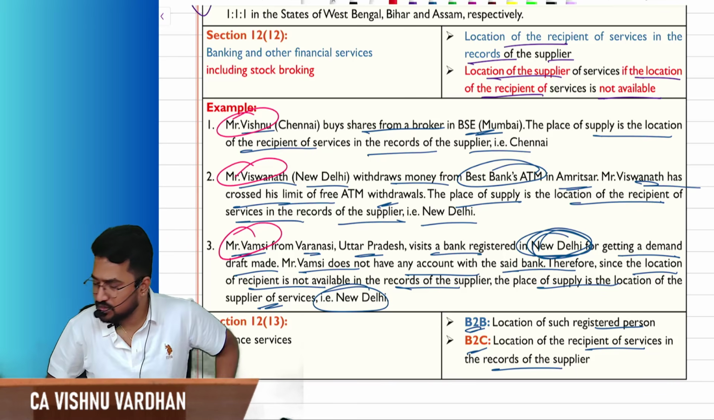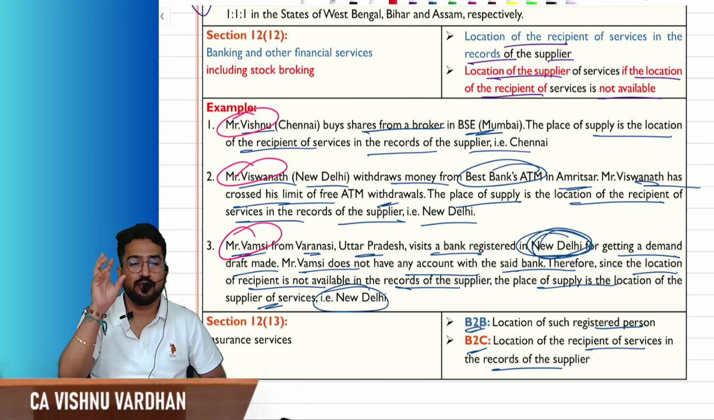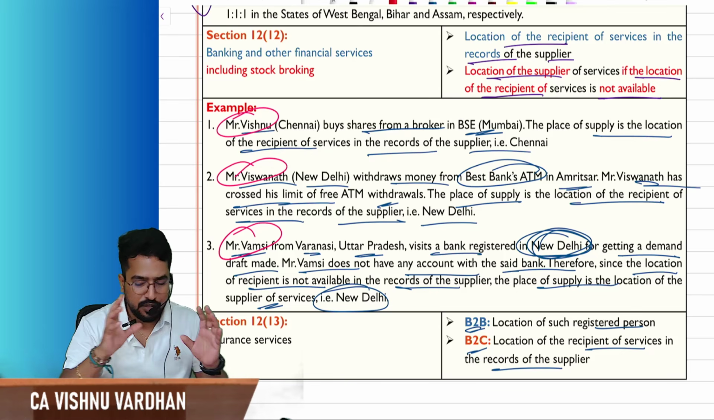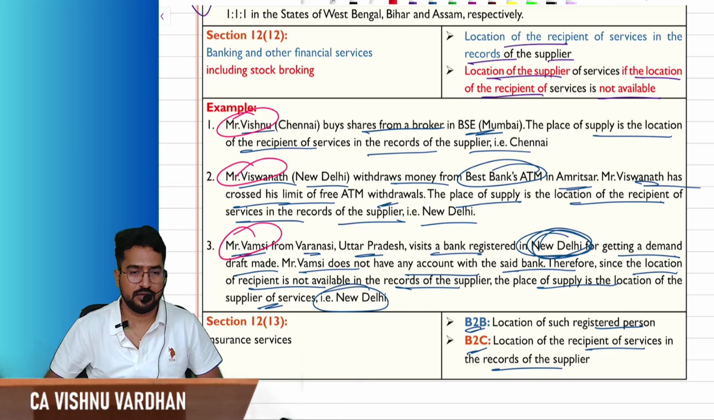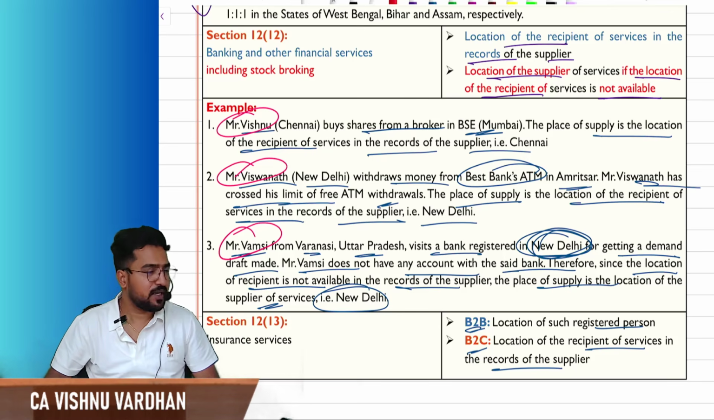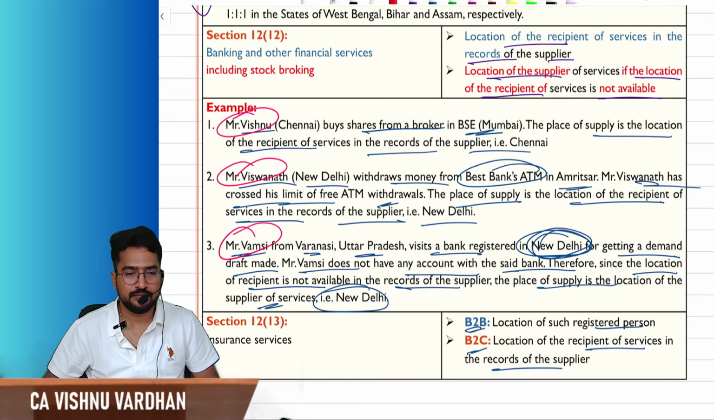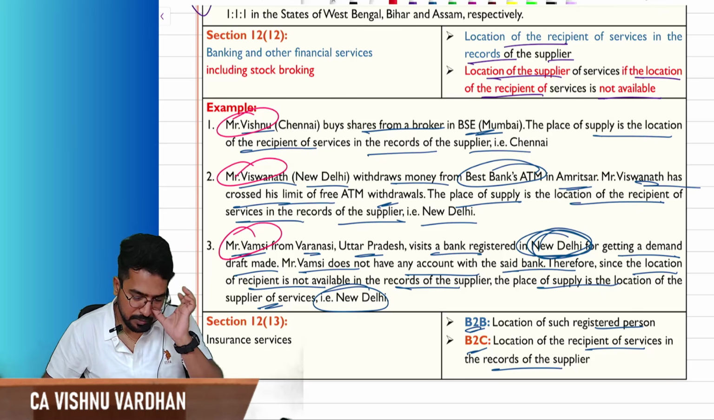I repeat, banking services this one. Here, it is not about registered or unregistered, whether your address is available in the records or not. If your address is available in the records of the bank, that address will be the place of supply. If your address is not available, then location of the supplier will be the place of supply.